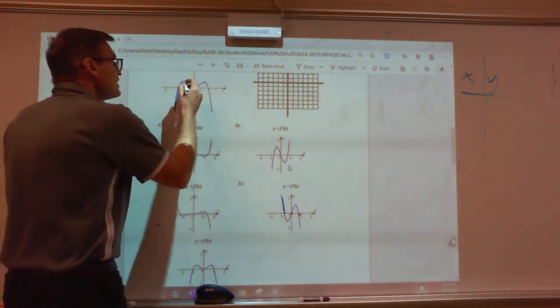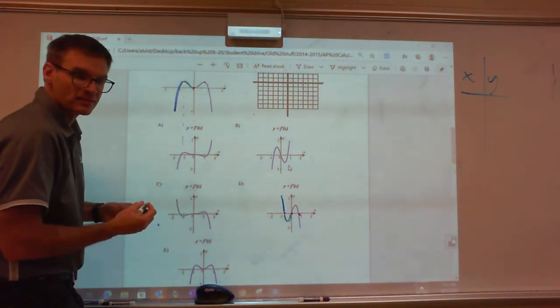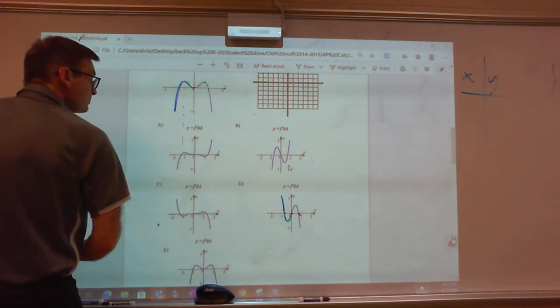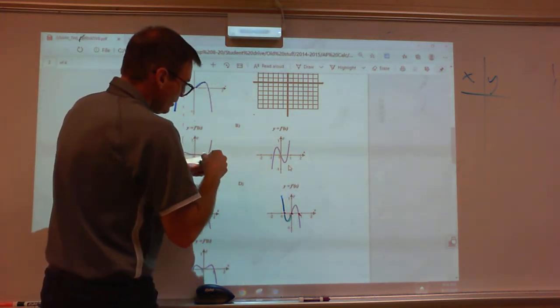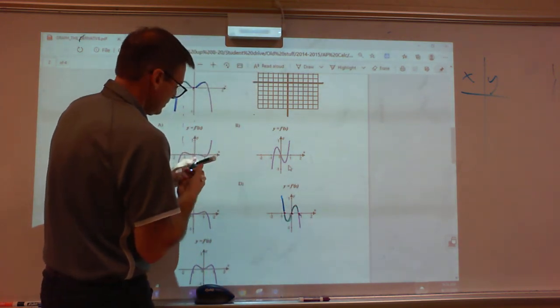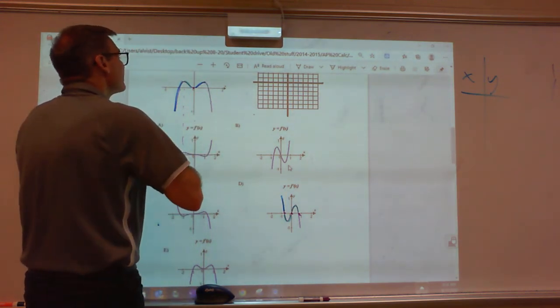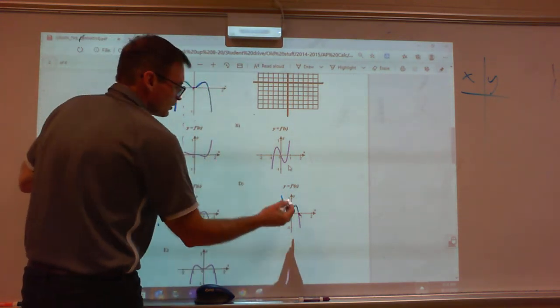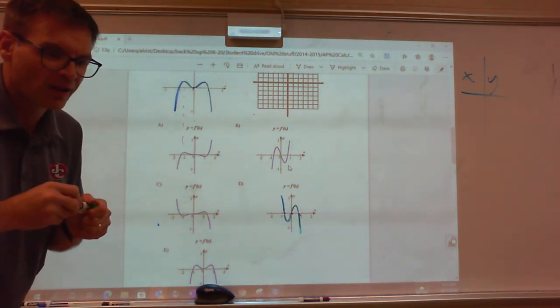This decreasing part corresponds to being below the x-axis. And then I get this increasing corresponds to being above the x-axis. And this, whoops, different color. This decreasing corresponds to being below the x-axis. Did that answer your question?